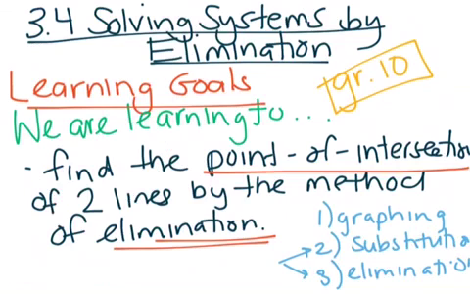Just as a reminder, what we learned in this lesson: our learning goal was to find the point of intersection of 2 lines using the method of elimination. And remember, we call it elimination because we are eliminating a variable by subtracting them away. Then from that, we can find one variable, sub it in, and we can find our point of intersection. We have learned how to do this through graphing, through substitution, and through elimination.